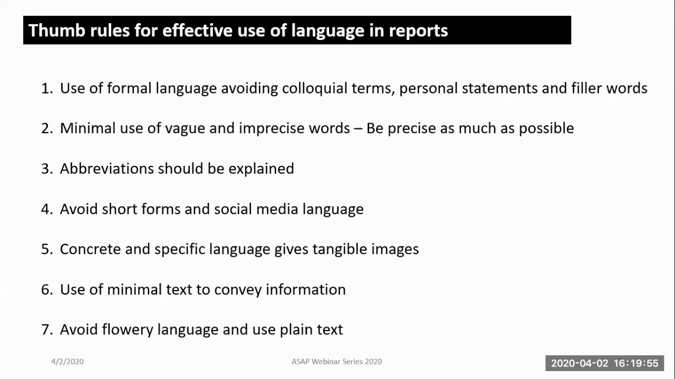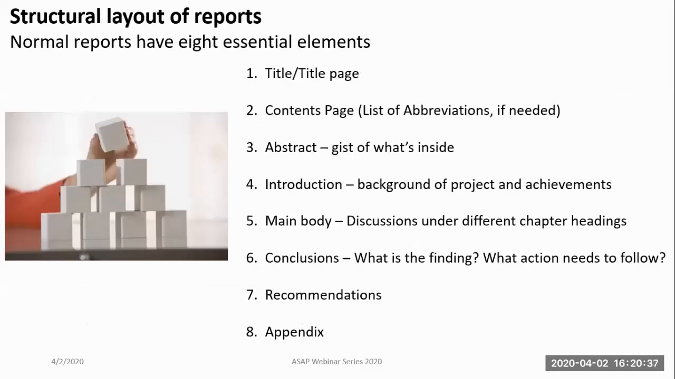And always use minimal text to convey information. For instance, it's not proper to write that many competitions were held during the program, such as quiz competition, photography competition, essay writing competition. Whereas it is proper to write that quiz, photography, and essay competitions were held during the event. That is a very short way of telling what happened during the event. And usage of flowery language has to be avoided in any case. Try to use plain text as much as possible, because it cuts all the crap and connects directly with the readers.